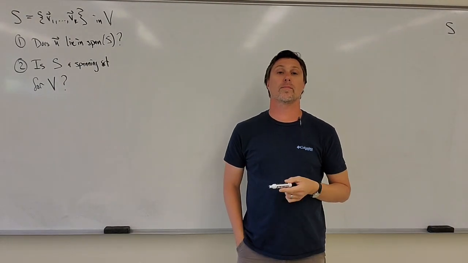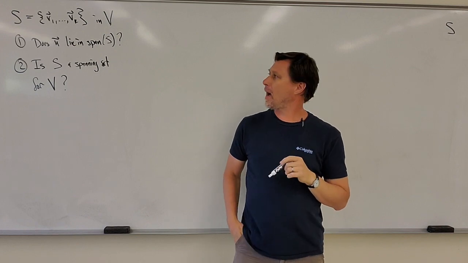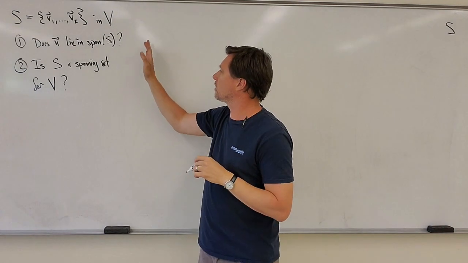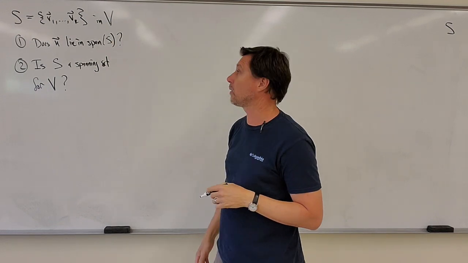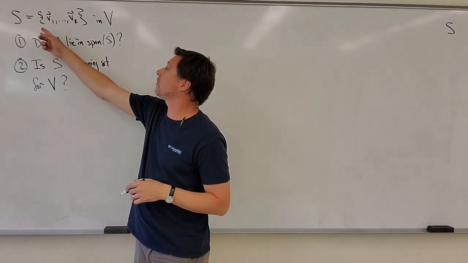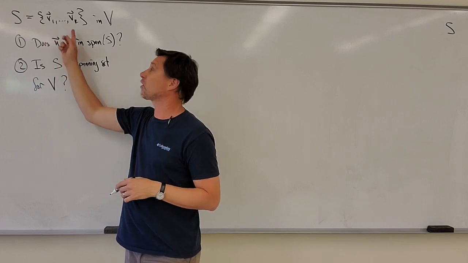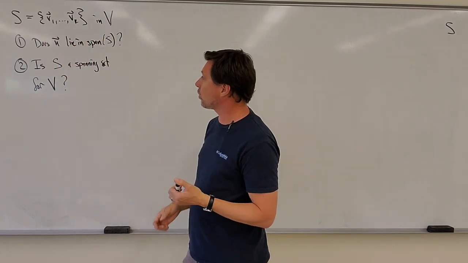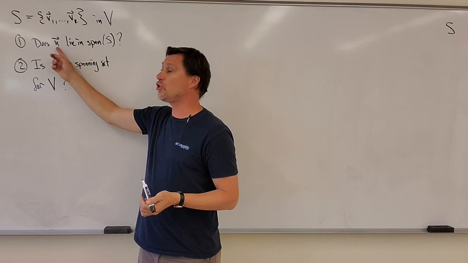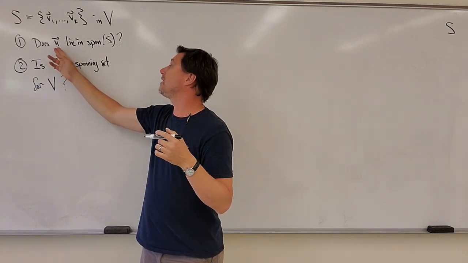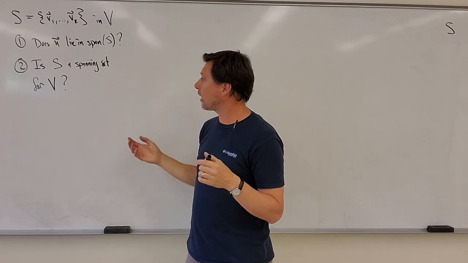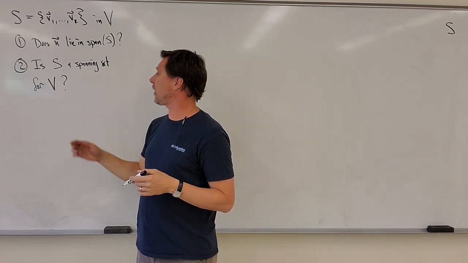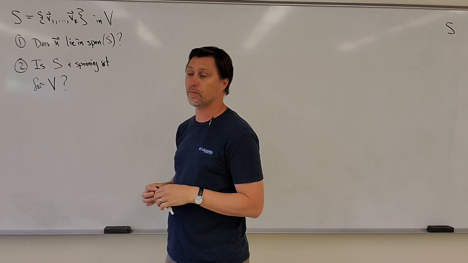All right, welcome back. Last time, I had a couple of questions that I wanted to address, and so I've written them down here, just sort of paraphrasing the way I wrote them last time. So we've got some set S, a collection of vectors in a vector space V. The first question: if we have some vector U in capital V, does that vector lie in the span of our set S? So there's question one. And question two, is S a spanning set for our vector space V?